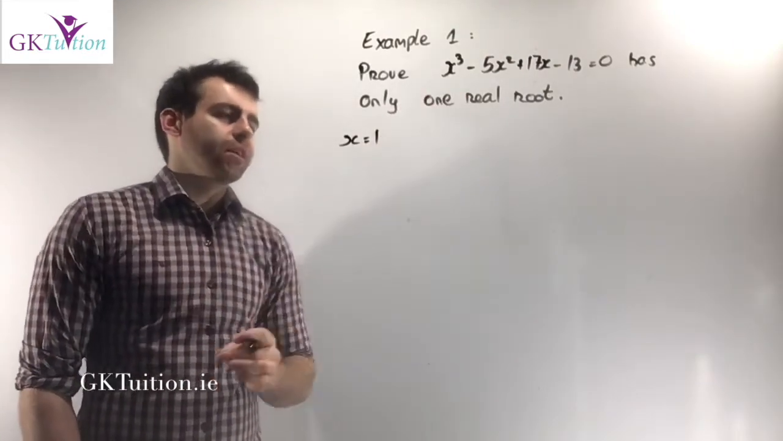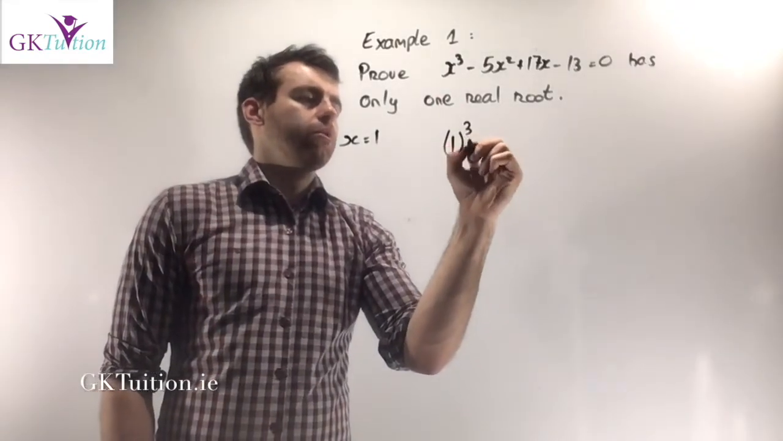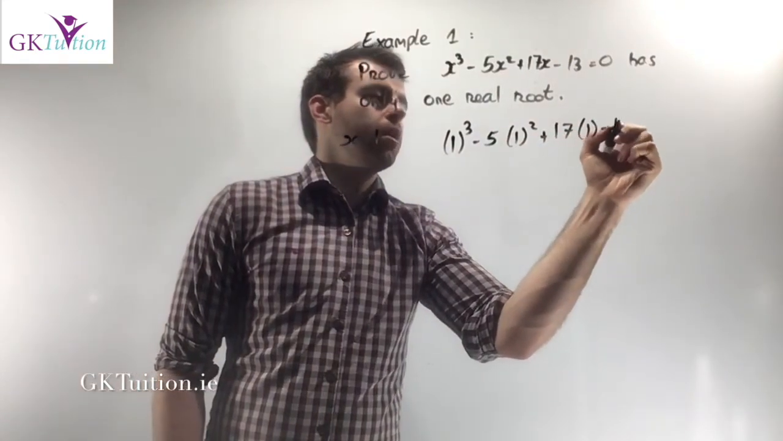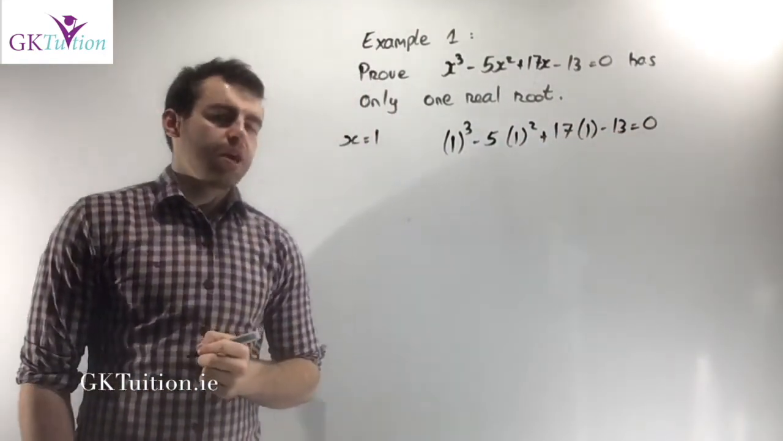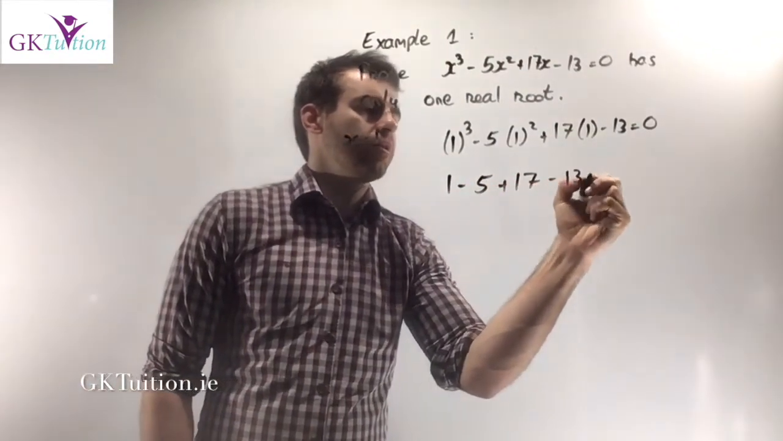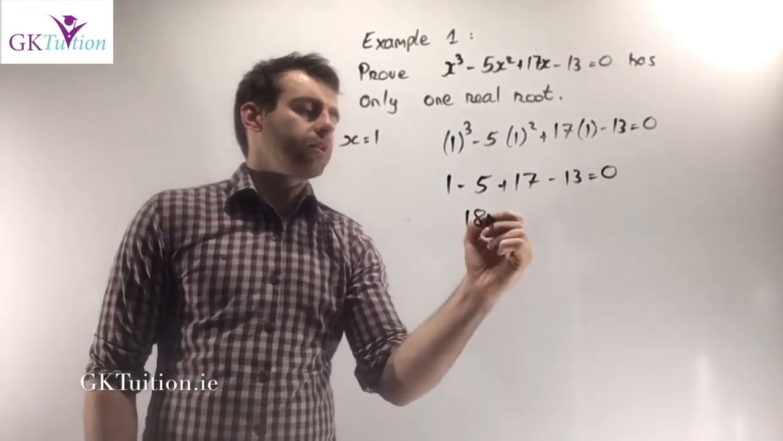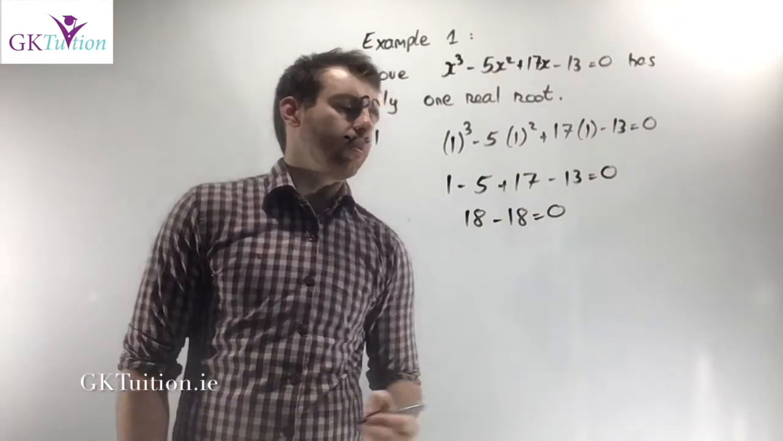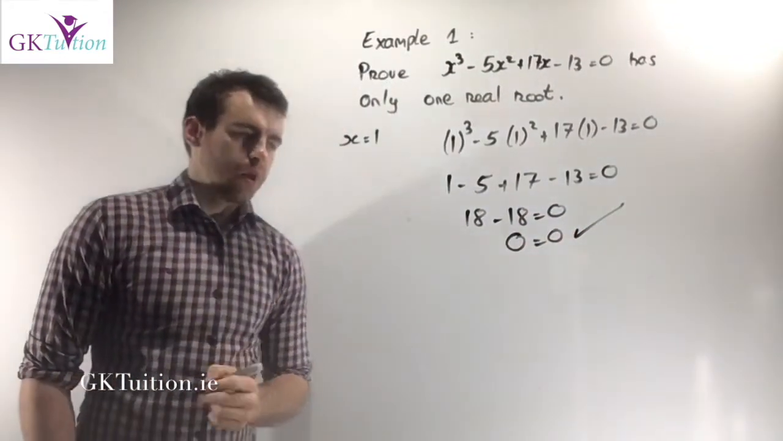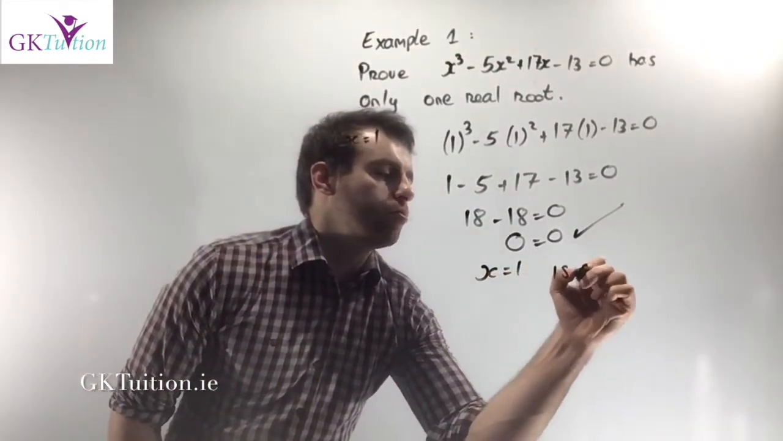If I sub in 1 into this, if 1 is a root, that means everything will cancel. So I would get 1 cubed minus 5 times 1 squared plus 17 times 1 minus 13 equals 0. And if I simplify this down, I'll just get 1 minus 5 plus 17 minus 13 equals 0. 1 and 17 is 18, minus 5 minus 13 is minus 18 equals 0. Clearly my constants are going to cancel each other out there and I get 0 equals 0. So I'm happy enough with that. Clearly I can now conclude that x equals 1 is a root.